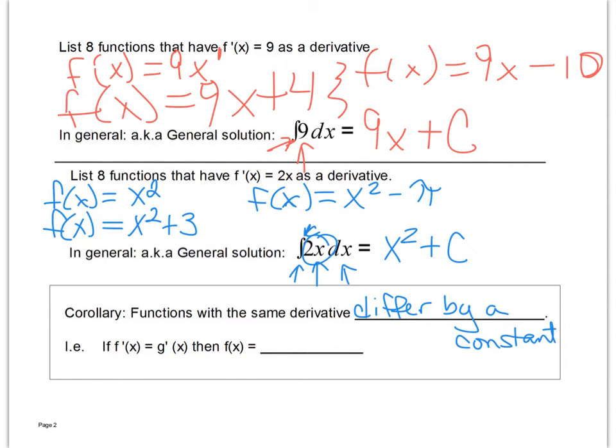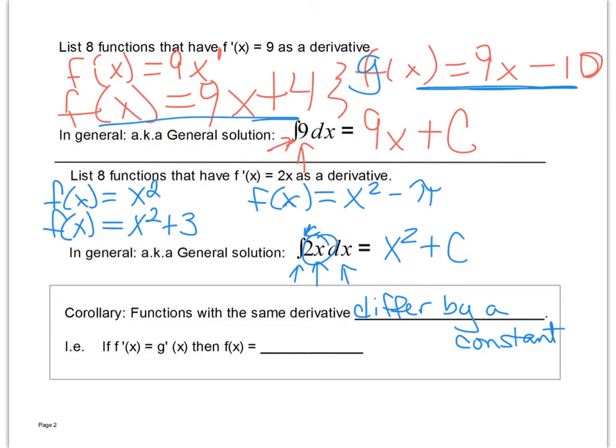So in other words, if you think about, let's look at, say, this one. These two functions, now I didn't call them f and g, so let's call this one g for a second. This guy right here, f of x, it's 9x plus 4. G of x is also 9x, but it's minus 10. It's off by negative 14. That c was negative 14.